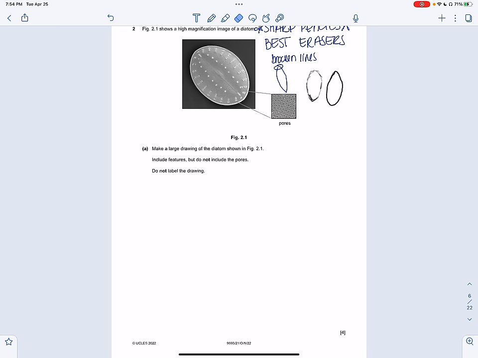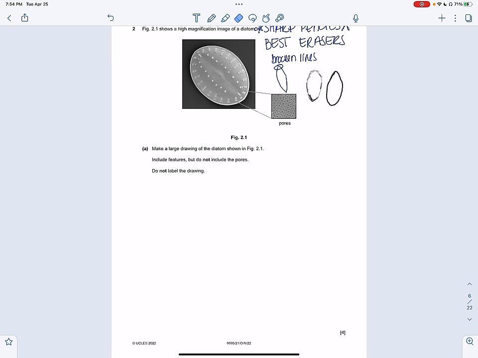But if it's an actual organism, and not just the shape of a diatom, then definitely I would start doing the ruler with the proportions, looking at how long different tails are. Maybe it's a sea star, and you're looking at how long their arms are. All right, let's do it.